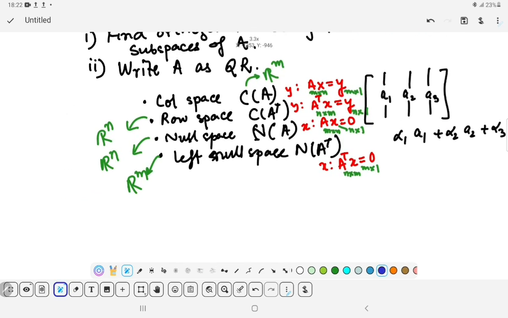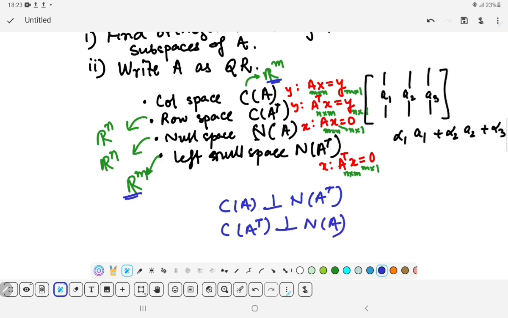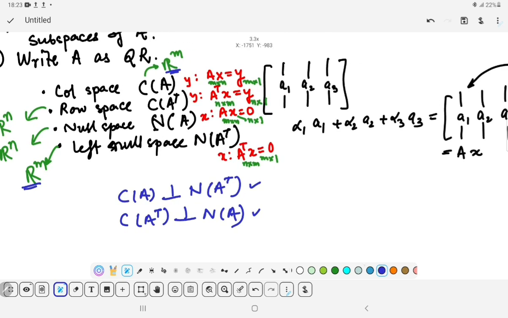And one more interesting property is that any element belonging to the column space of A is orthogonal to any element belonging to the null space of A transpose. Both are M vectors, and I am claiming that they are orthogonal. And one more thing that is true is that the column space of A transpose is orthogonal to the null space of A. You can check that in this case both are M vectors, and in this case both are N vectors. So the dimension of the vectors matches.